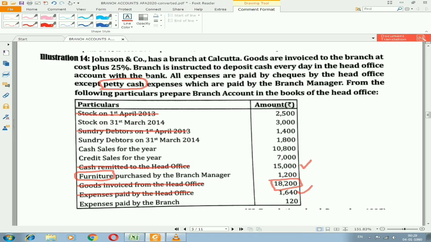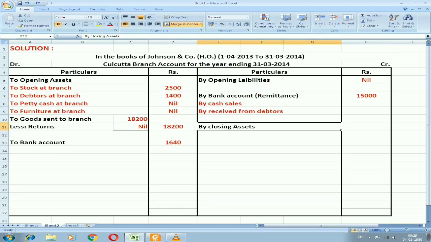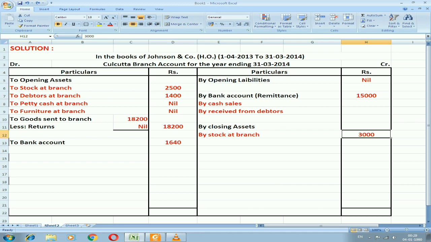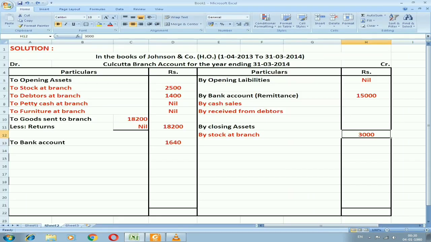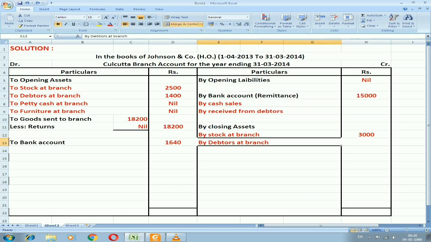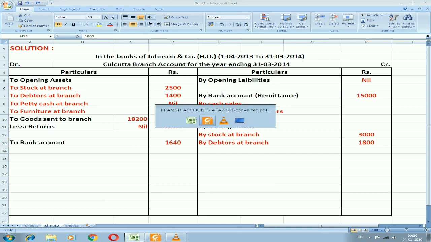Next I need to close the assets. While closing the assets, first I always need to consider whatever opening assets I have entered, that should be closed. Starting with stock at branch, 3000 I need to close. Next I need to close the debtors account. Sundry debtors on 31st March 2014 we also have, so I need to close by debtors at branch with the amount of 1800.